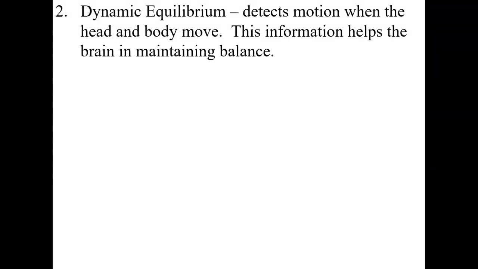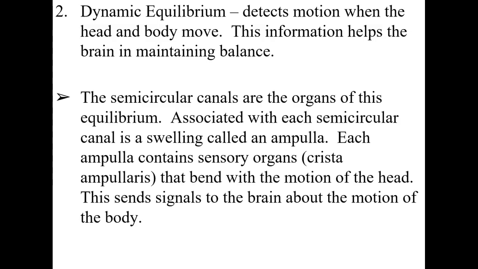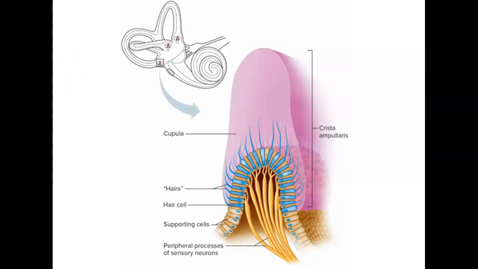Now let's go ahead and talk about dynamic equilibrium. Dynamic equilibrium detects motion when the head and body move. This information helps the brain in maintaining balance, as we'll show in the last slide of this lecture. So this dynamic equilibrium is going to be done in the semicircular canals. And so each semicircular canal has a swelling in it called an ampulla. And each ampulla contains sensory organs called a crista ampullaris. And these sensory structures bend with the motion of the head. This sends a signal to the brain about the motion of the body. Okay, so that's kind of like a definition of it. Let's go ahead and look at some of the structures here associated with this dynamic equilibrium.